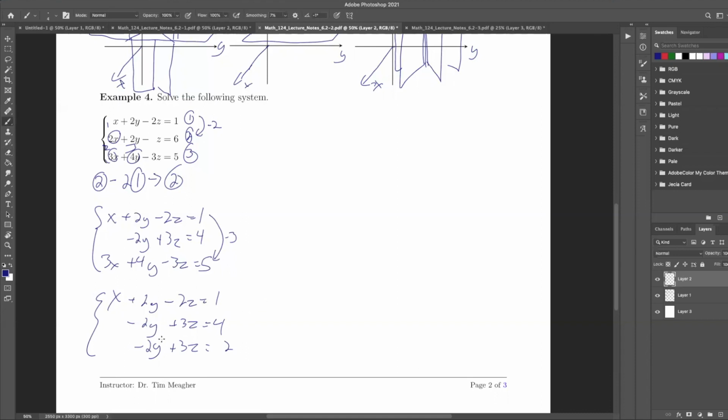All right, then the next thing is I want to get rid of this. So I'm going to take -1 of this row, add it to this row, and that should get rid of this. I didn't do anything to the first two rows, so I'm going to write those down: 2y minus 2z equals 1.